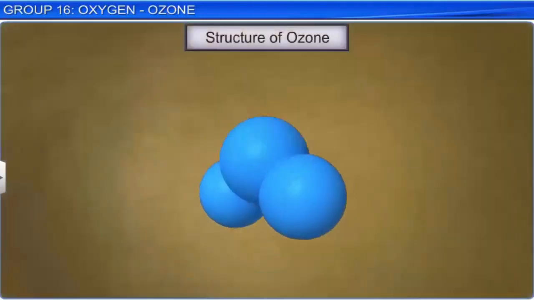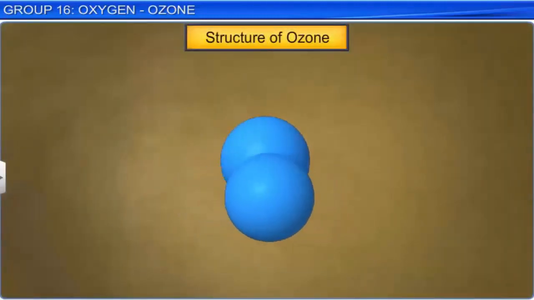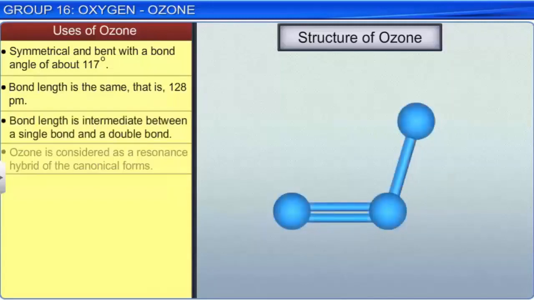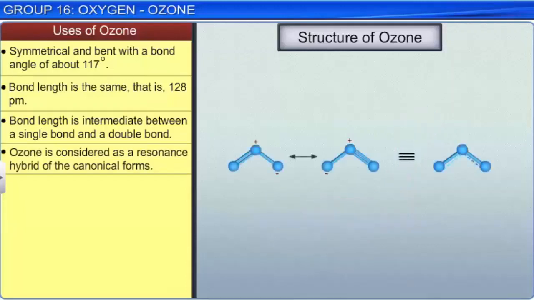Let's study the structure of ozone. The ozone molecule is symmetrical and bent with a bond angle of about 117 degrees. The length of the two oxygen-oxygen bonds in the ozone molecule is the same, that is, 128 picometers. This bond length is intermediate between a single bond and a double bond. Ozone is, therefore, considered a resonance hybrid of the canonical forms shown here.